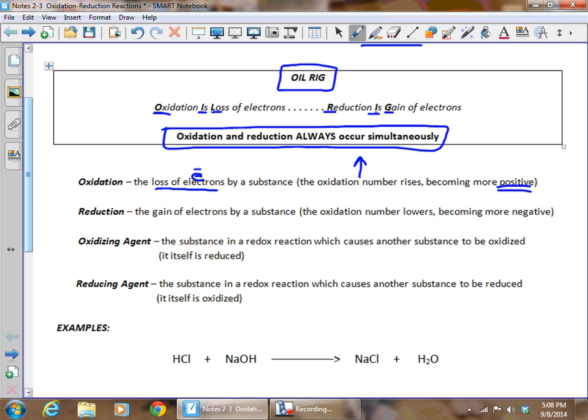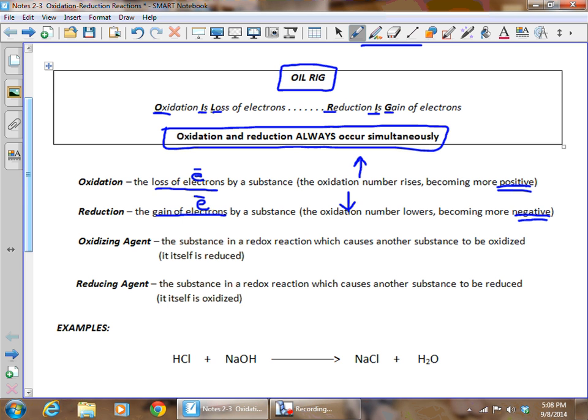Reduction, on the other hand, is the gain of electrons, and once again, those electrons are negative, so the more electrons we gain, the more negative that species is going to become, and the oxidation number is going to lower. So we're going to be able to recognize which substances are undergoing those two processes based on what's happening to their oxidation number.